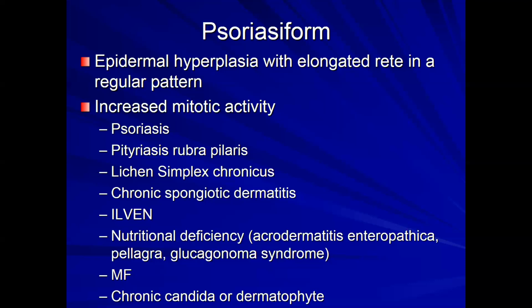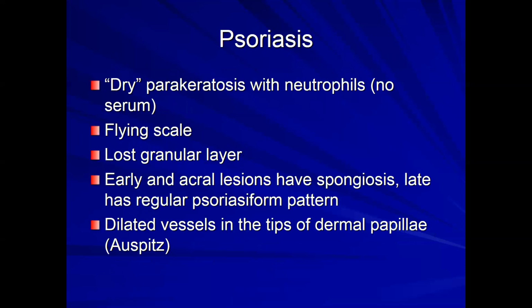So psoriasis is kind of the classic disease process in this category. Pityriasis rubra pilaris is another, but chronic spongiotic dermatitis and lichen simplex chronicus also fall in this category. ILVEN, which is inflammatory linear verrucous epidermal nevus, which kind of looks like psoriasis in a linear epidermal nevus pattern, shares these qualities, and nutritional deficiencies, infection, and mycosis fungoides can also have this pattern. So psoriasis is the prototype.